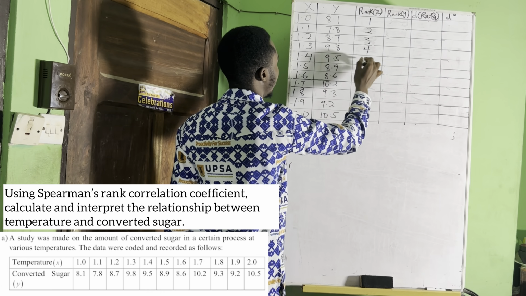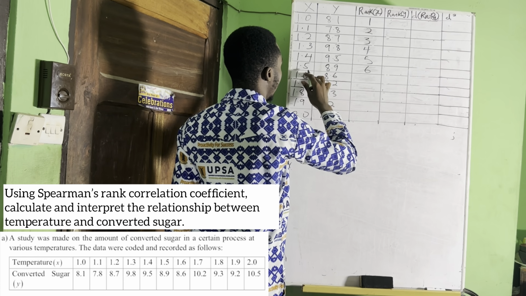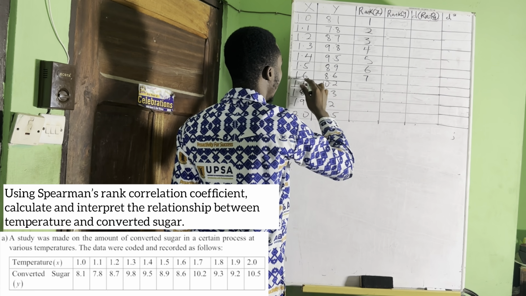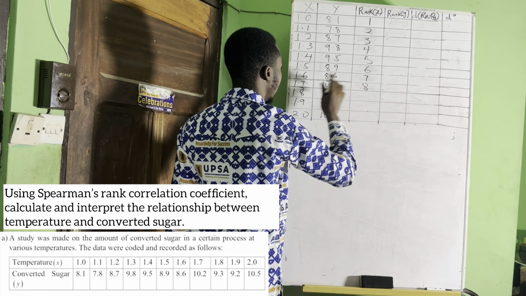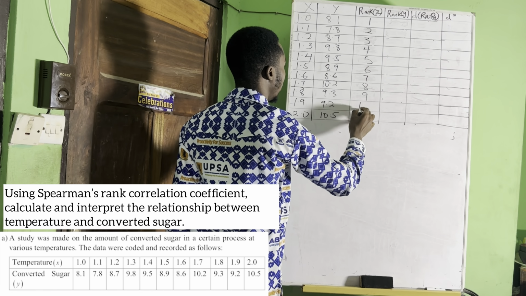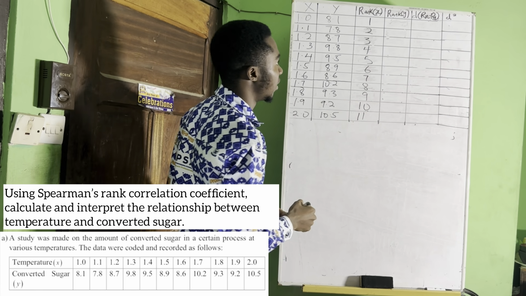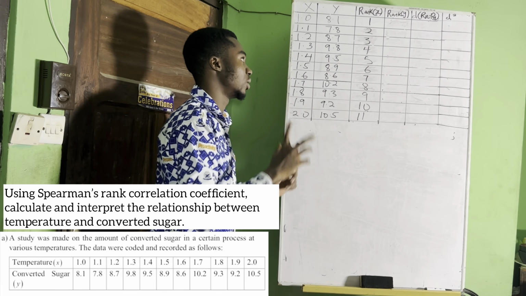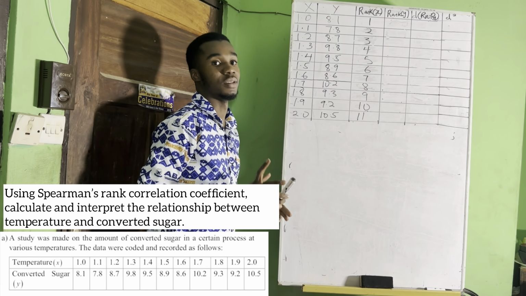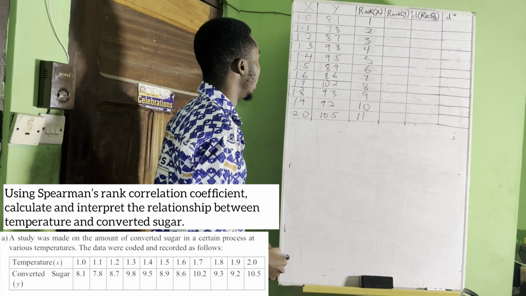Then the next one, 1.4, will be our 5. Then the next bigger one, 1.5, will be our 6. Then 1.6 will be our 7, 1.7 will be our 8, 1.8 will be our 9, 1.9 will be our 10, and 2.0 will be our 11. Get it? So there are 11 numbers. You are arranging it in ascending order from 1 to 11, from smallest to biggest. You get it? Now we go to the y values.